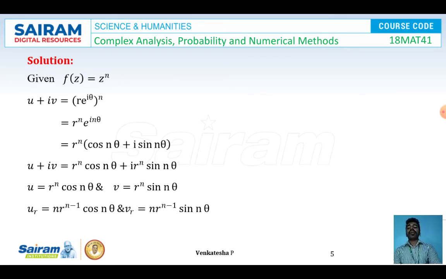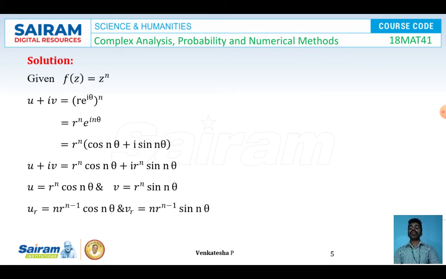So now equating the equations, both LHS and RHS, I can take u is equal to r^n cos nθ and v is equal to r^n sin nθ. Now we have to check for the CR equations. For that purpose, I'm going to differentiate u and v with respect to r partially, treating theta constant.